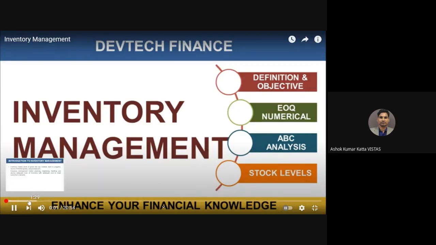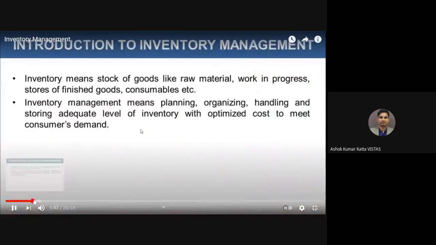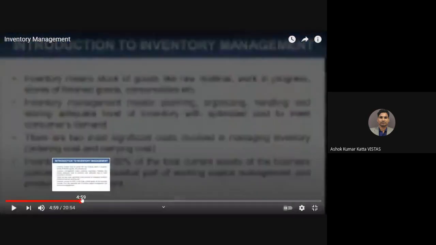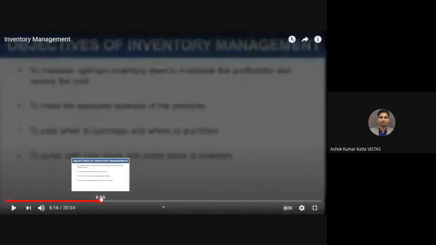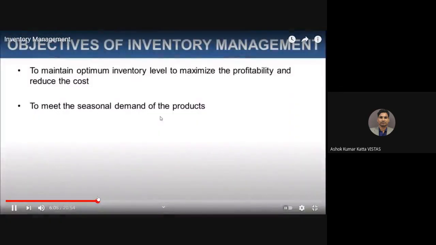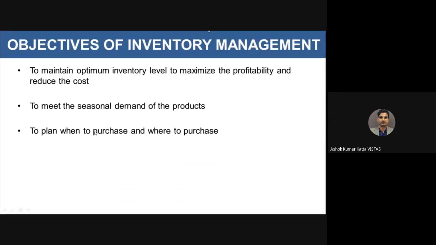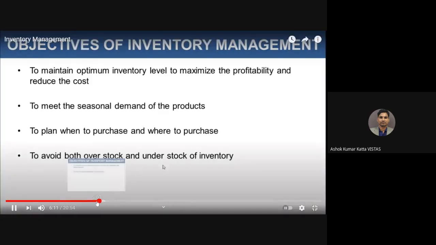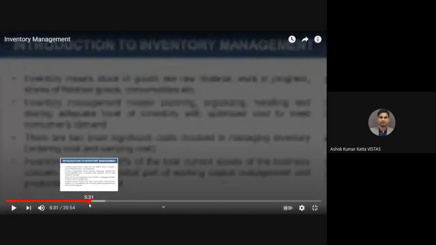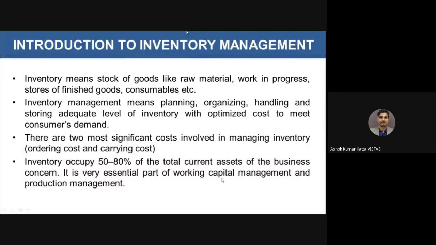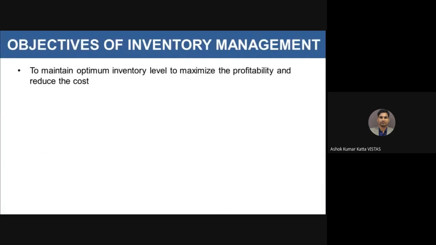Opportunity cost is why we need to plan when to purchase and where to purchase to avoid both. Thus, inventory management is a crucial part of our business process. So we'll see from the objectives. Now let's move on to objectives of inventory management.